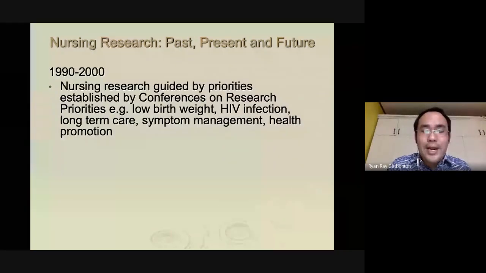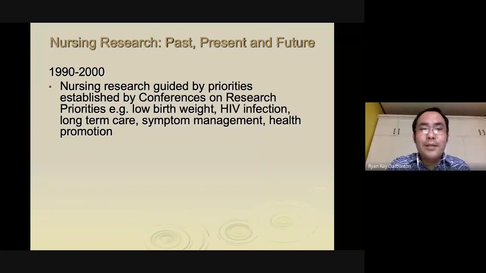In the 1990s to year 2000, nursing research is guided by established research priorities. No? So during this time, there's an increase in low birth weight. No? They focus on low birth weight researches. During this time, there is an emerging HIV infection. Therefore, the focus of nursing research is more on HIV infection. There is also a rising number of baby boomers who are getting older. So long-term care is also important. And research on symptom management and health promotion became prominent themes in doing nursing research.